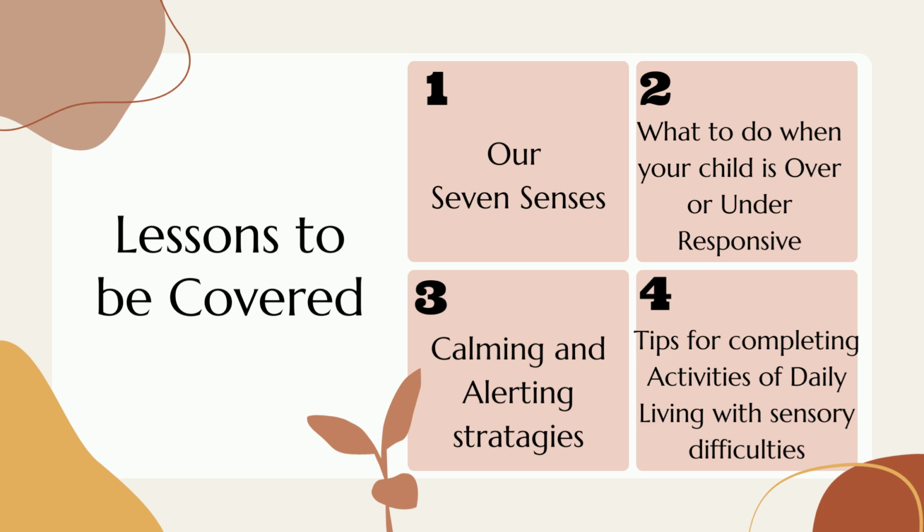This slide is just to give you a brief outline of what's to come in this workshop. Firstly, we will look at our seven senses, which may sound strange to everyone like me who grew up learning the five senses, but I promise it will make sense as we go along. Next, we will discuss over and under responses to the senses and explore strategies to combat this. And from that, we will look at calming strategies for over responsive children and alerting strategies for under responsive children. Finally, I aim to outline alternative techniques and strategies to enable the completion of your child's activities of daily living.